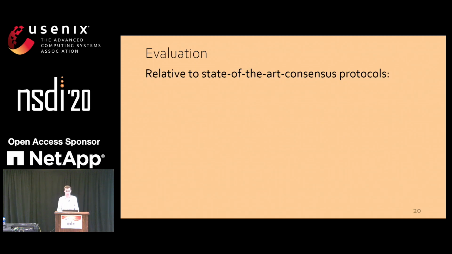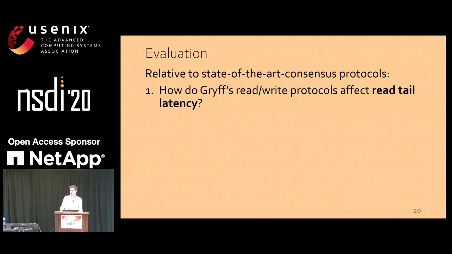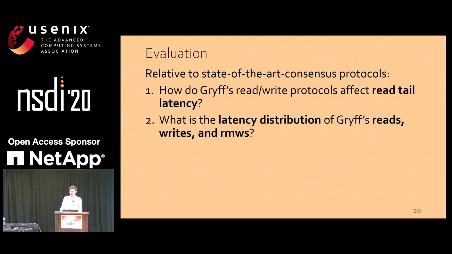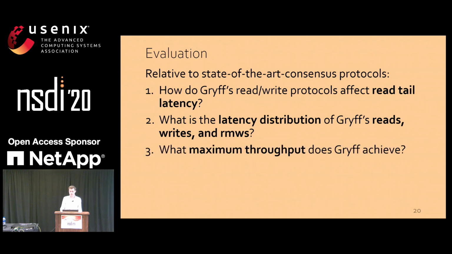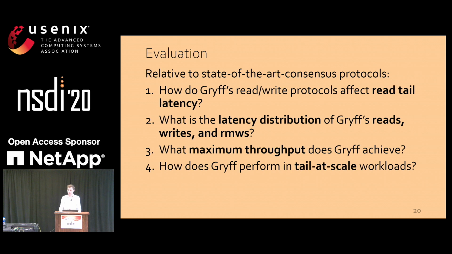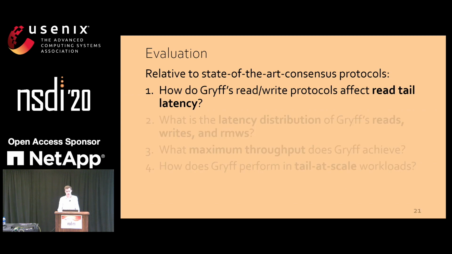To understand how Gryff performs in practice, we implemented and evaluated it. In particular, our evaluation looks to answer the questions: how do Gryff's read and write protocols affect the read tail latency relative to state-of-the-art protocols? What is the latency of other operation types? How is throughput affected? And what do these results mean for tail-at-scale workloads that are representative of large-scale web applications? In the interest of time, I'll just focus on the first question of read tail latency.